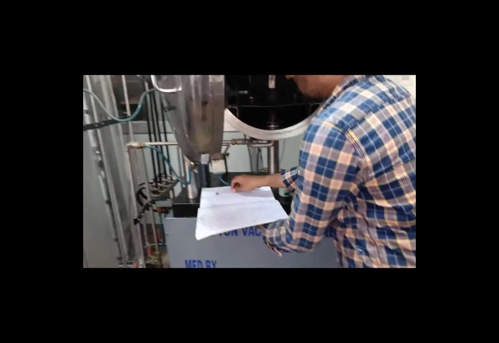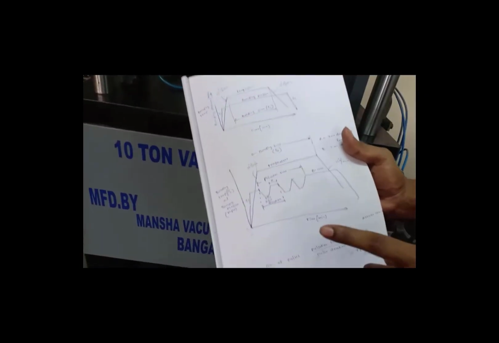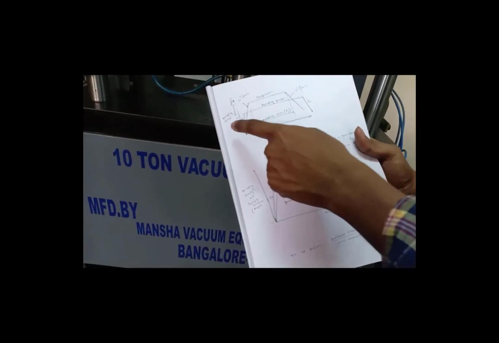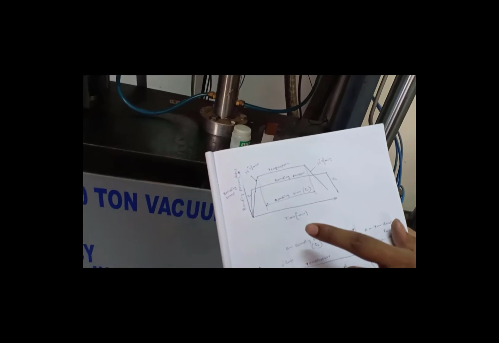Now I will explain the parameters. If you consider diffusion bonding, this is a cycle. In this cycle, there is a bonding temperature and bonding pressure versus time. So here it is without pulsation.